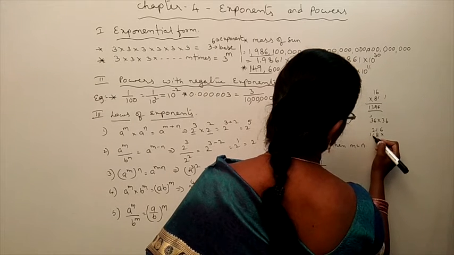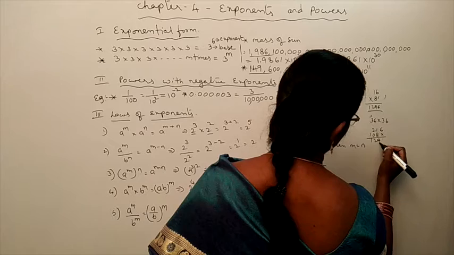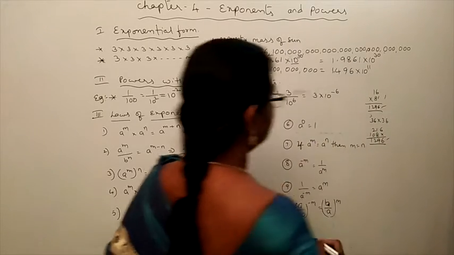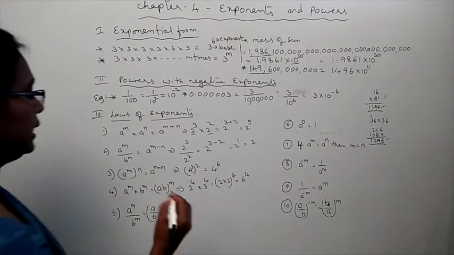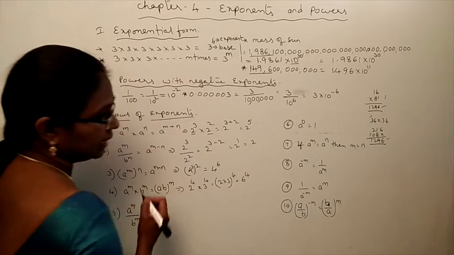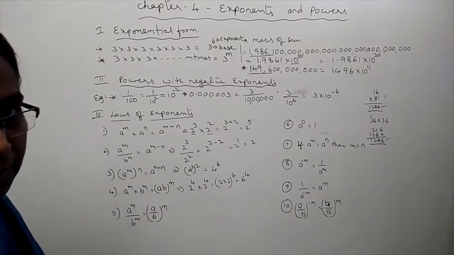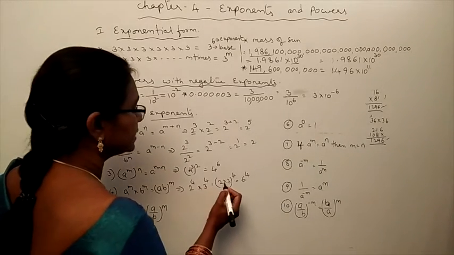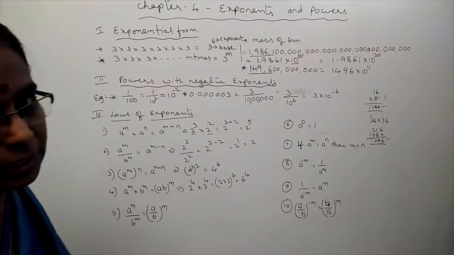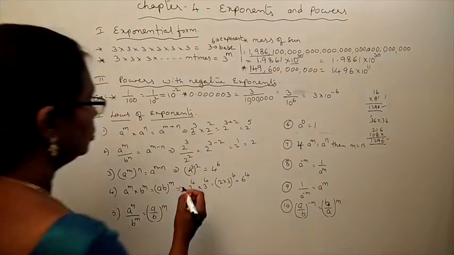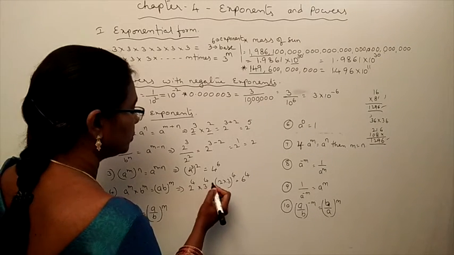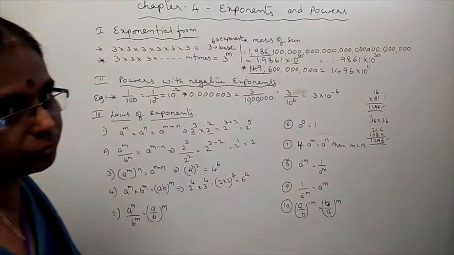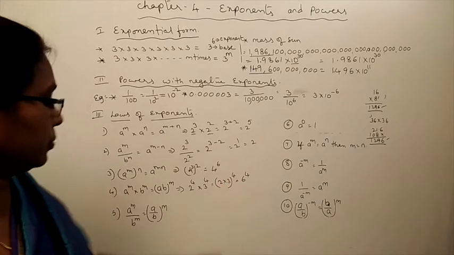That gives 1296. Got it or not? Both are equal. That means when you multiply, if the powers are equal and the bases are different, then we can write those bases whole to the power of that power. Now 2 to the power of 4 into 3 to the power of 4 is equal to 2 into 3 whole to the power of 4, which is 6 whole to the power of 4.